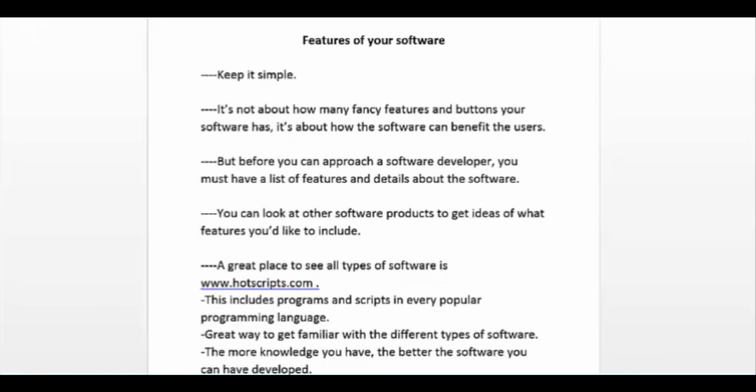So this is a great way for you to get familiar with the different types of software out there. And you could also read the reviews for the various software products on that site. And basically, the more knowledge that you have, the better the software you can have developed.